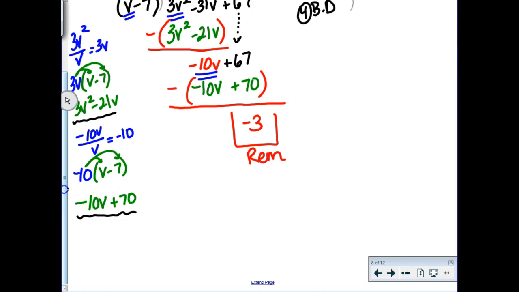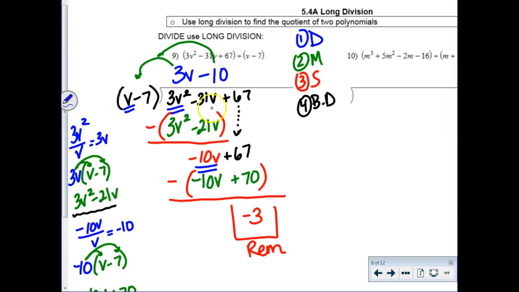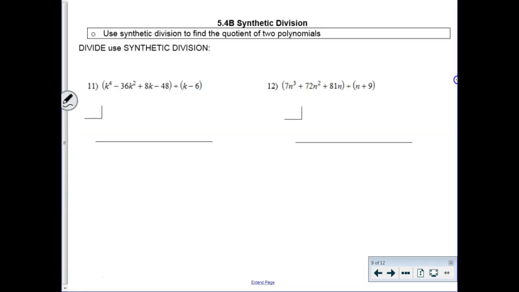So then when we go to write our answer down, our answer is 3v minus 10, and then the remainder of negative 3, you can say plus negative 3 over v minus 7, or most of you just write a subtraction sign of subtract 3 over v minus 7. And that is your full quotient with the remainder as a fraction. That's what I'm hoping to see on your question. Alright, so I think there's another one for you to practice, so please do.